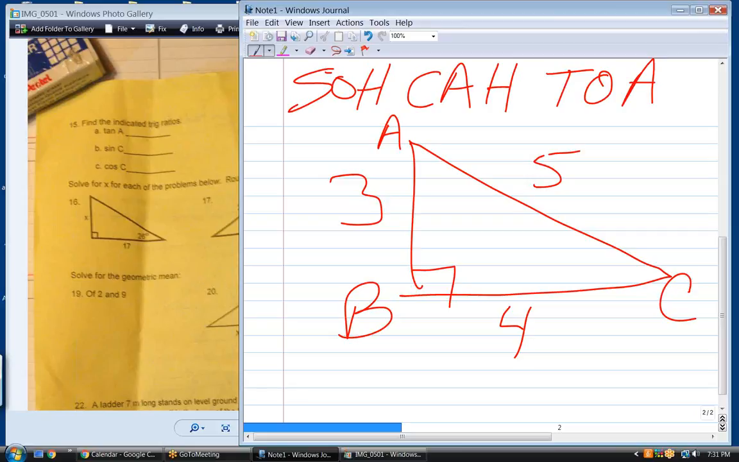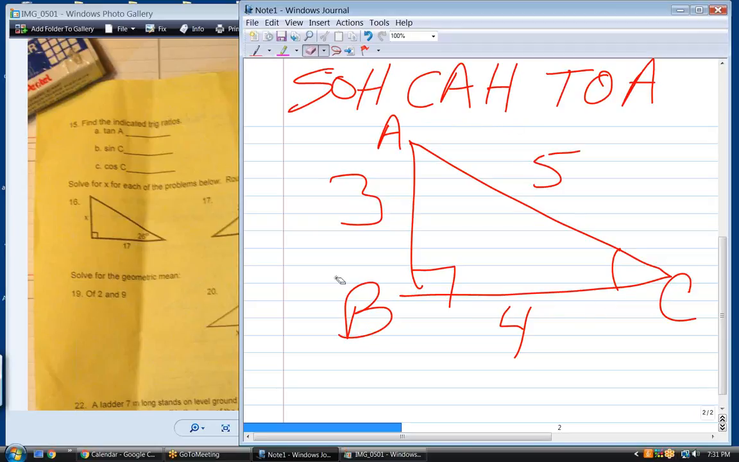It's a little tricky. Let's talk about what adjacent means, because every angle has two adjacent sides, right? Angle C actually has 4 as an adjacent side, and so is 5. So which adjacent side are they referring to? The one that's not the hypotenuse, always. So it would be 4.